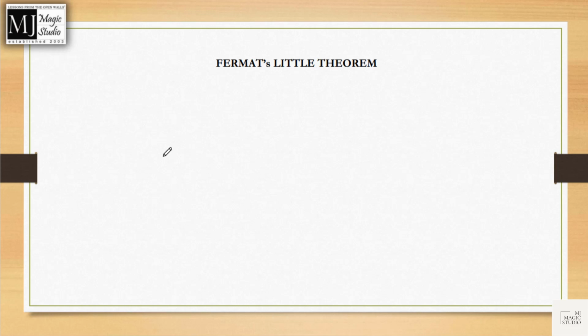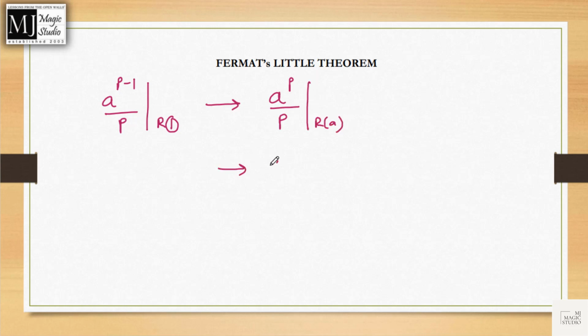Now let us summarize Fermat's little theorem, and what does it say? That a to the power p minus 1 when divided by p, where p is a prime number, and a and p are co-prime, remainder is 1. Which extension we have seen, that when a to the power p is divided by p, remainder is a, and we have a few more extensions to this.